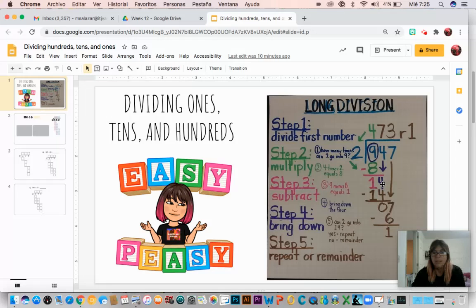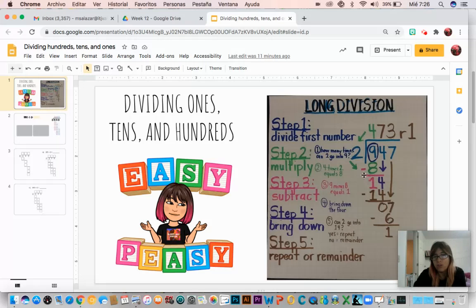Then it says repeat or remainder. Remainder is when there's nothing more to divide. What is left, the remainder. But if you still have another number here, and today we do, then it means you have to repeat all the process. Now you go to the next place. This one we already have an answer, it's a 4. So now we go here. What number do you multiply times 2 that gives you this number, or close?